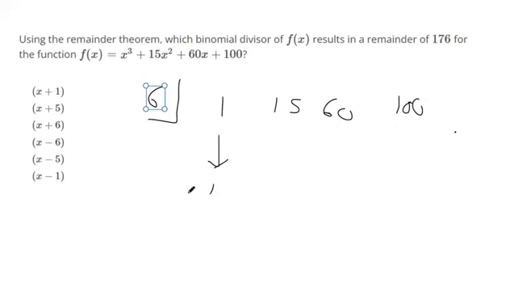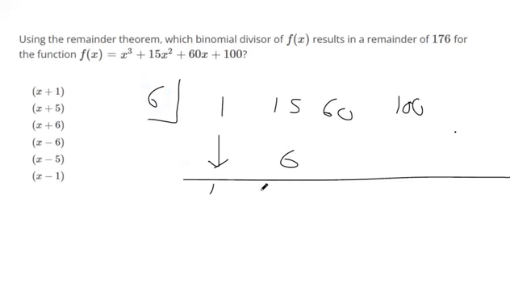Carry down the 1. 6 times 1 is 6. Add them up. That makes 21. 6 times 21 makes 126, and then add them up. And then 6 times 186 is going to be something big, and 100 plus something big, we're definitely going to be over 176. This one didn't work either.